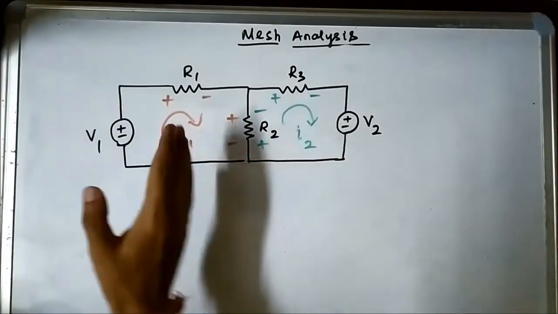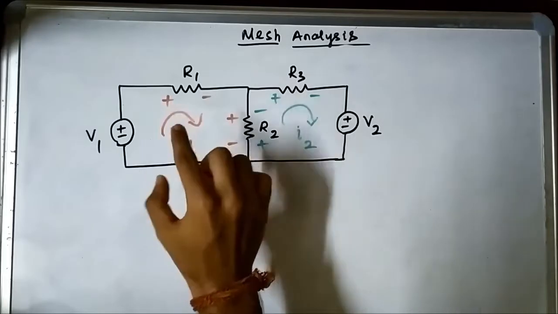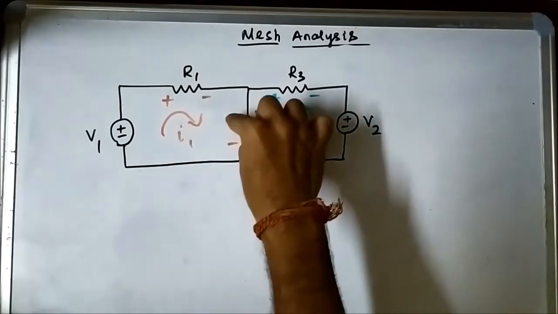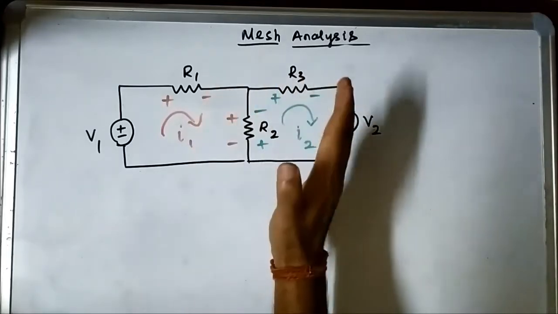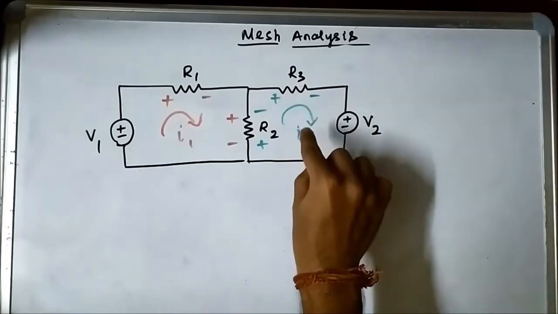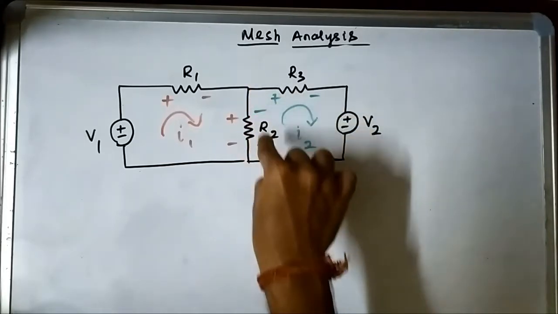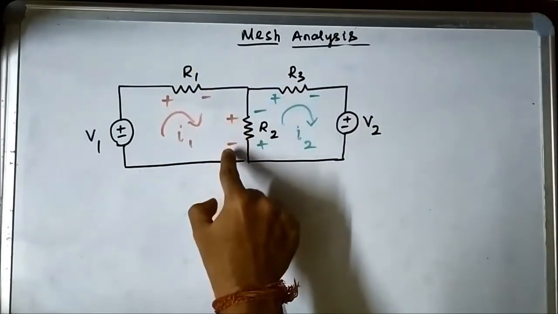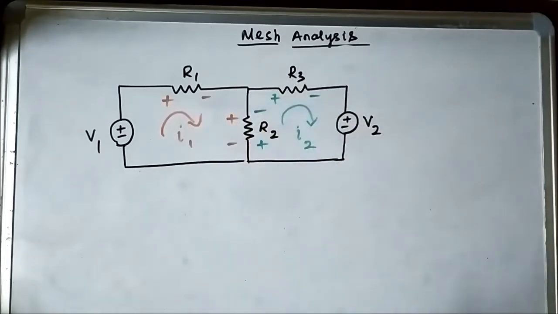Here for I1, when we consider the left side mesh, mesh 1, with respect to I1, because I1 is the dominating current, current will flow from positive to negative through R2 internally. But when we consider the right side mesh, mesh number 2, with respect to I2, because I2 is the dominating current here, the current will flow from positive to negative in this direction, upward. In this case, the mesh current I1 is flowing downward from positive to negative internally. In case of I2, the mesh current is flowing positive to negative upward through R2 internally.